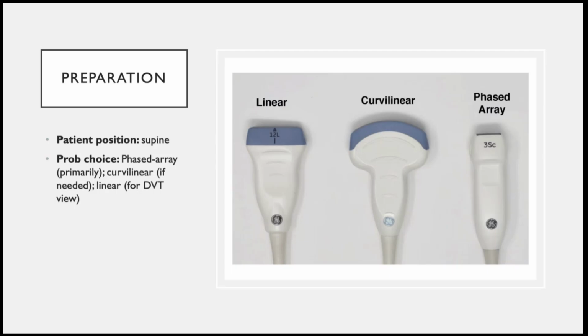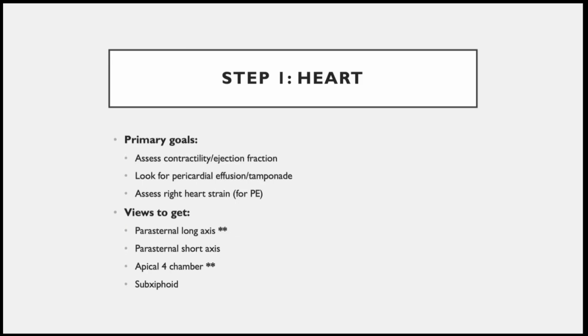So how you'll approach this exam, you'll have your patient in supine position. Your probe choice, you'll be really using the phased array probe primarily, the curvilinear when needed, and a linear probe if assessing for a DVT. The first step is assessing the heart, that H in HIMAP. So the primary goals for this exam, again, is assessing contractility, ejection fraction, looking for a pericardial effusion or tamponade, and assessing for right heart strain.